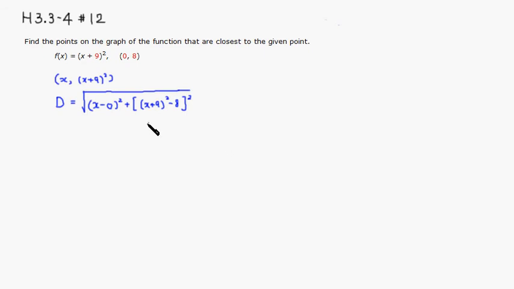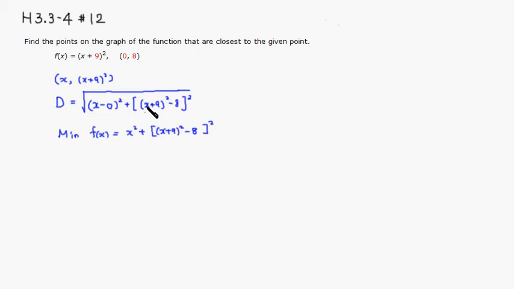Alright, so to make our life a little bit easier, I'm going to try to minimize just the inside of the square root. So we want to minimize f of x, which is equal to x squared plus quantity x plus 9 squared minus 8, squared.